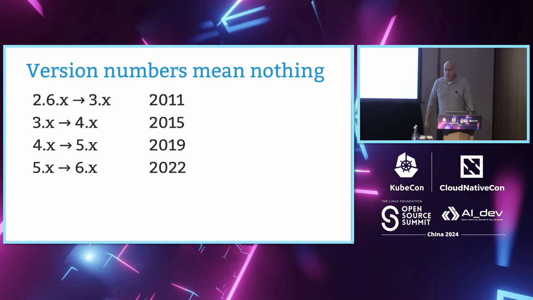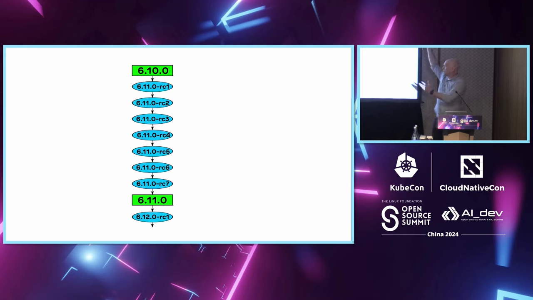Just test. Version numbers, everybody should know, they mean nothing. It's just incremental. This number is bigger than that number. When it gets too big, we'll roll over into another one. We'll go to 7.0 in probably another 2 years, maybe another year, when the numbers get too big. That's all it means. There's no semantic versioning. Just this number came after that number. That's it. Here's our current release cycle.